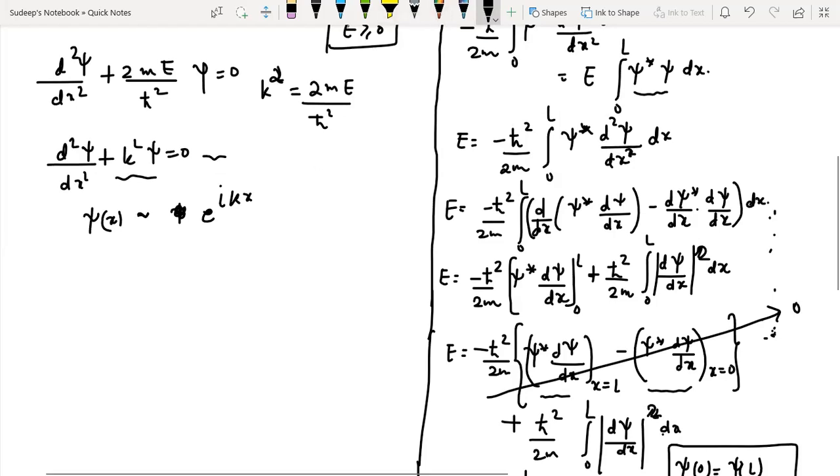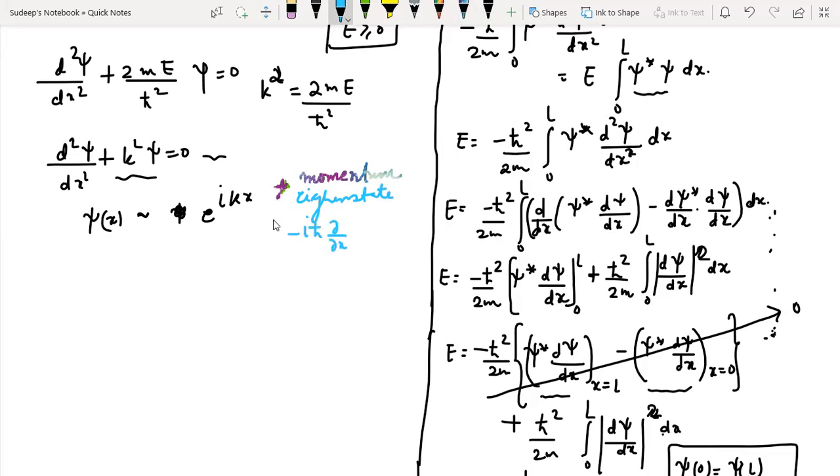One important thing that we can see here is that it is a momentum eigenstate, because what is momentum? Momentum is minus iota h bar del by del x. So if I differentiate, I will simply get h bar k times e to the power iota kx. So clearly this wave function represented by e to the power iota kx is a momentum eigenstate. So I have already written this so that you remember.